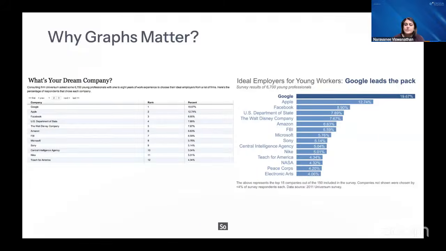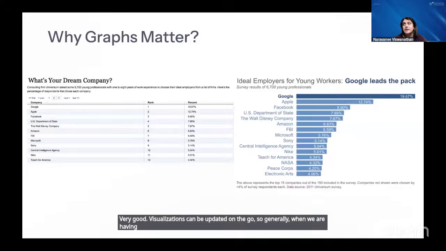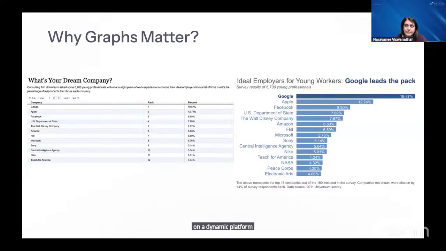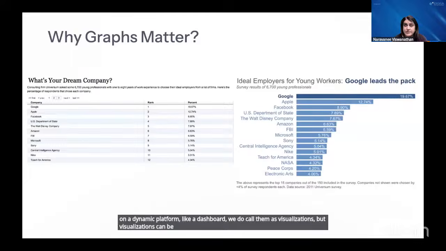So, to a certain level, yes. I told you, right, graphs have static data. That's very correct. Very good. Visualizations can be updated on the go. So, generally, when we have these graphs on a dynamic platform like a dashboard, we call them visualizations. But visualizations can be pictures.